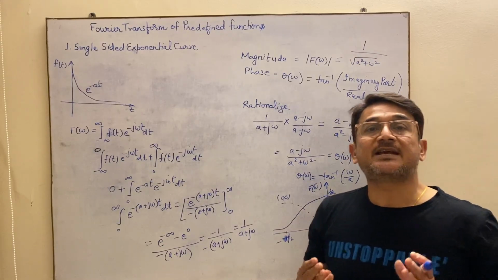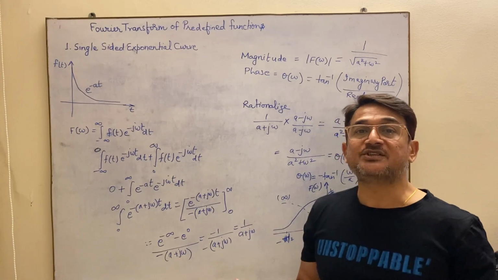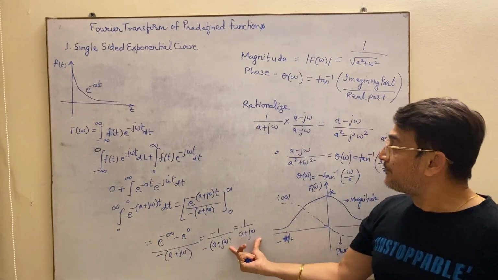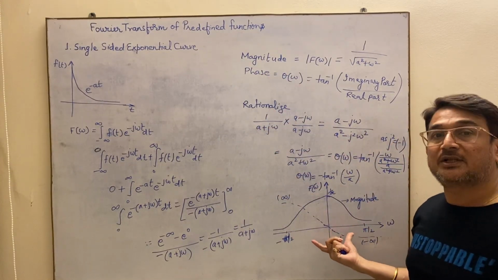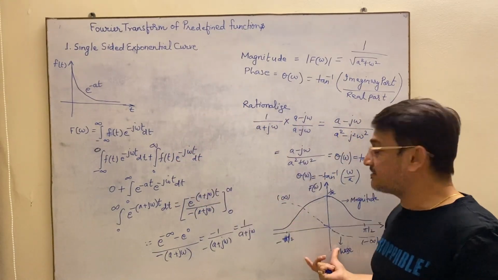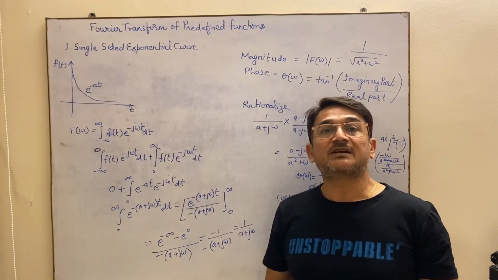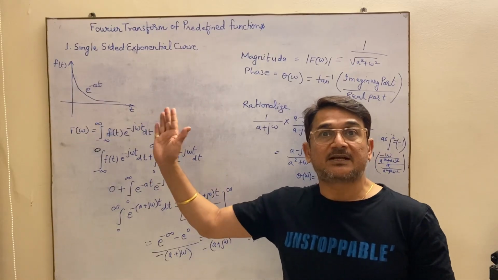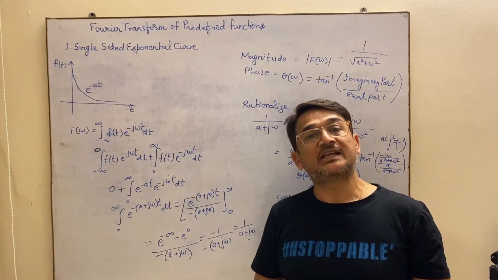So if in the exam they ask you to calculate the Fourier transform of single-sided exponential curve, you have to calculate the Fourier transform, then its magnitude, its phase, and then you have to plot the spectrum also. If you solve till this end, you will get full marks if they ask the Fourier transform of single-sided exponential curve. So I hope you understand the concept of single-sided exponential curve and how you can calculate the Fourier transform of any given function.